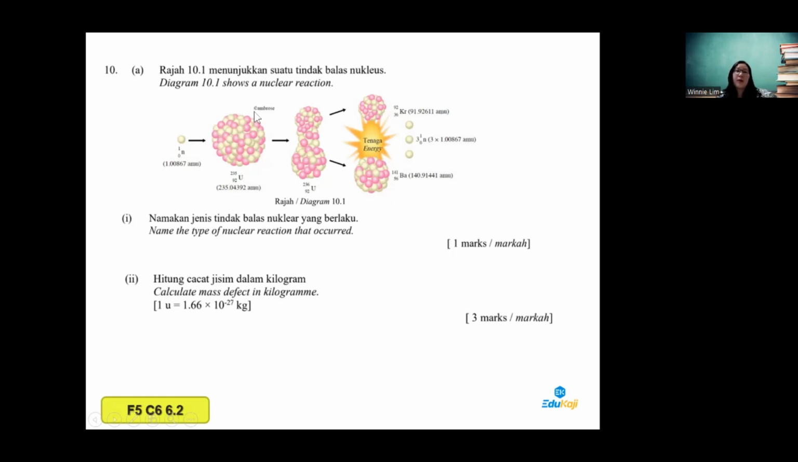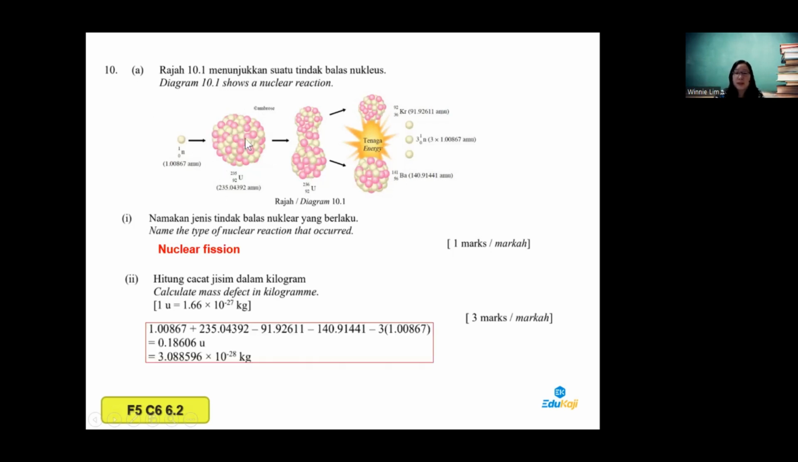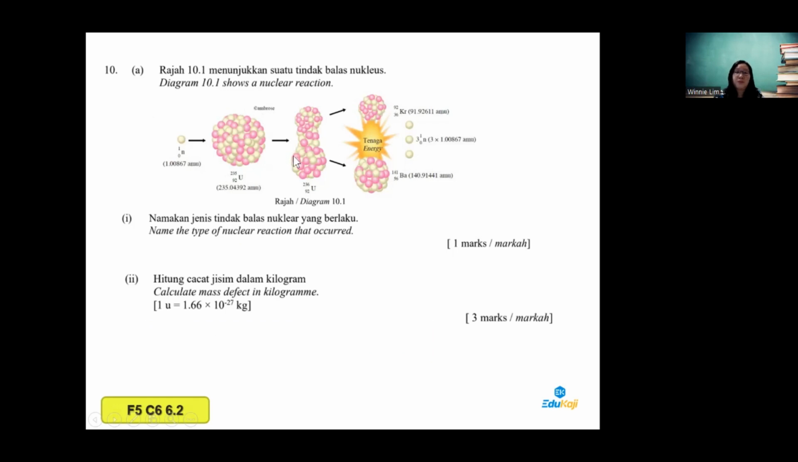Okay, 10(a), diagram 10.1 shows a nuclear reaction. Name the type of nuclear reaction that occurs. This is fission, right? Because you bombard and then you split. You split into 2 and then extra 3 neutrons again. So when you split a heavy nucleus into 2 lighter nuclei, then we call this nuclear fission.